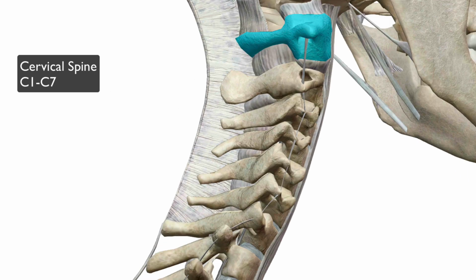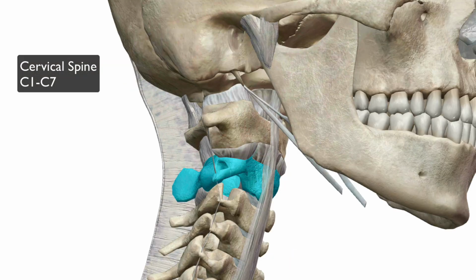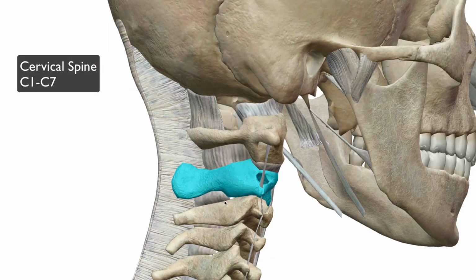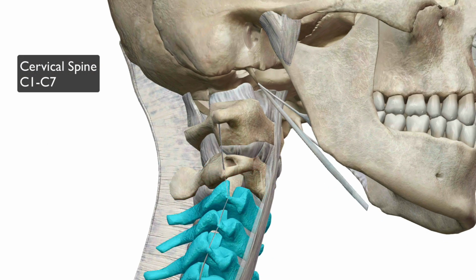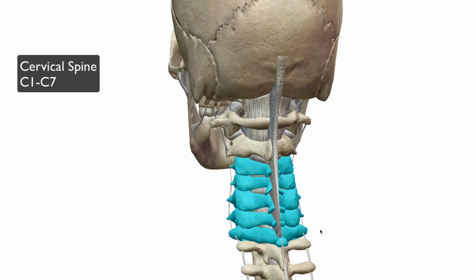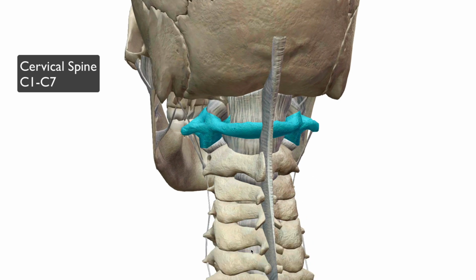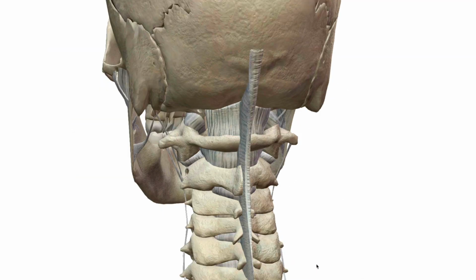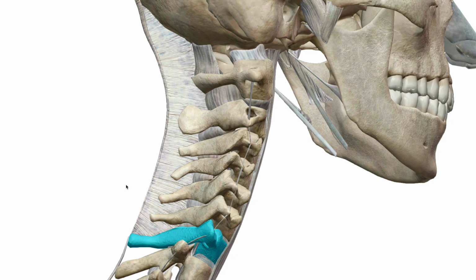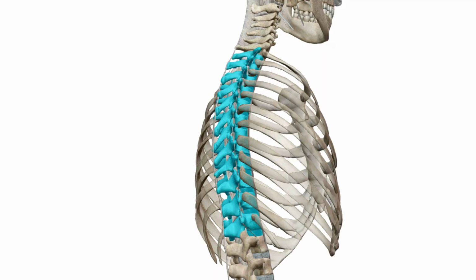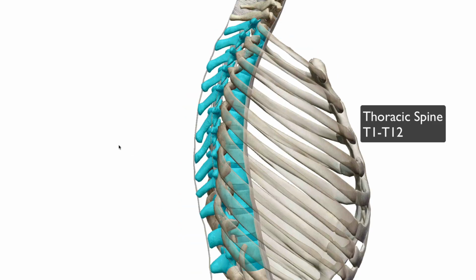Okay, so that's C1, the atlas, and just below that is the axis. And then you'll have vertebrae C3 through C7. So again, this is C1 all the way to C7 right there. That is your cervical spine, basically your neck. And then you have your thoracic spine.